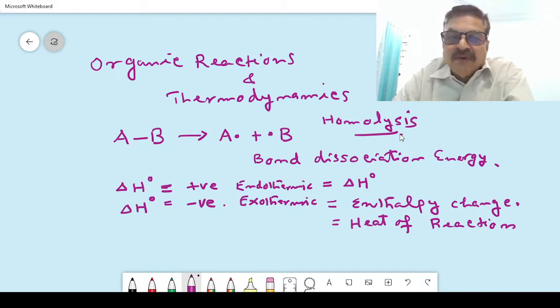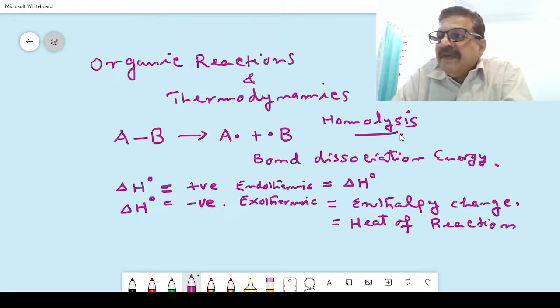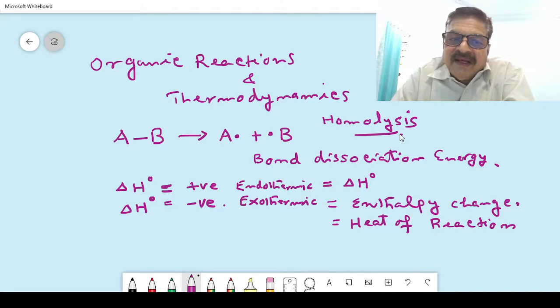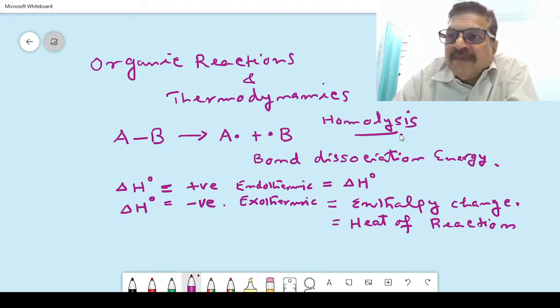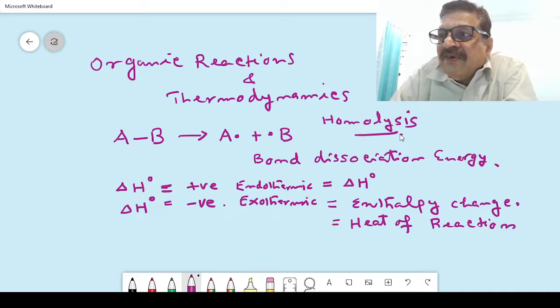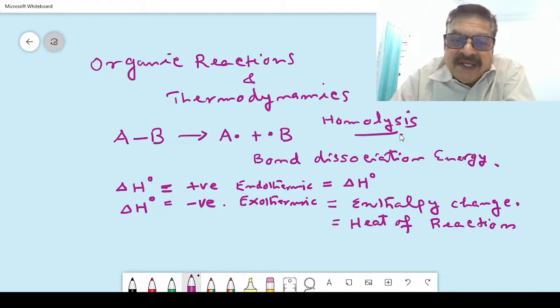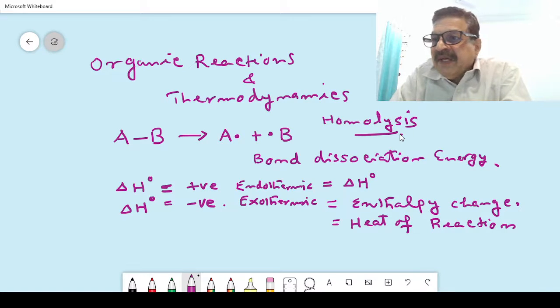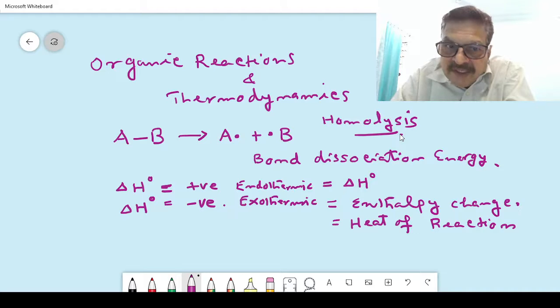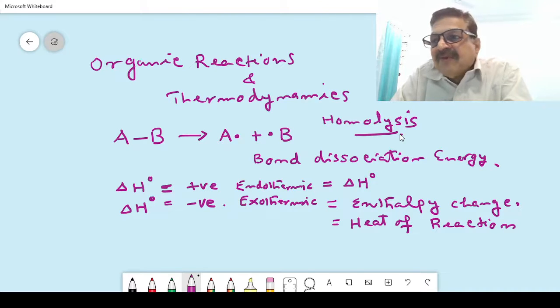Bond breaking requires energy. Therefore, bond dissociation energies are always positive numbers, and homolysis is always an endothermic reaction. The other way around, bond formation always releases energy, so the reaction is exothermic. Bond breaking is endothermic and bond formation is exothermic.